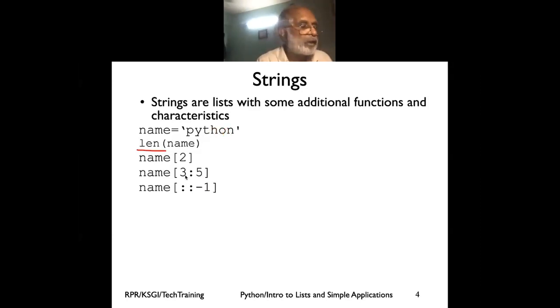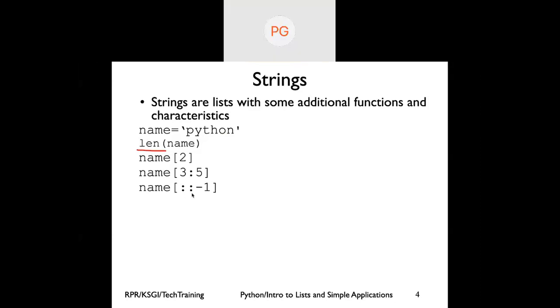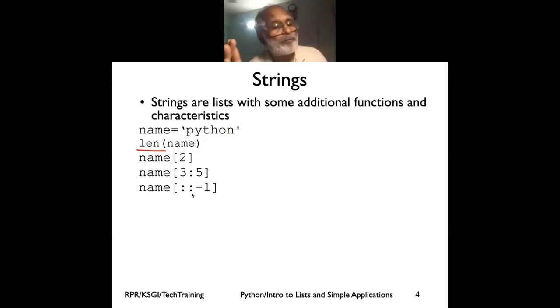And similarly, name[::-1]. Any thoughts what this would give me? We talked about lists yesterday. What does a -1 indicate with this double colon gap? Reverse. It will give me the reverse. So starting from backward, -1 each position. So this will print NOHTYP.